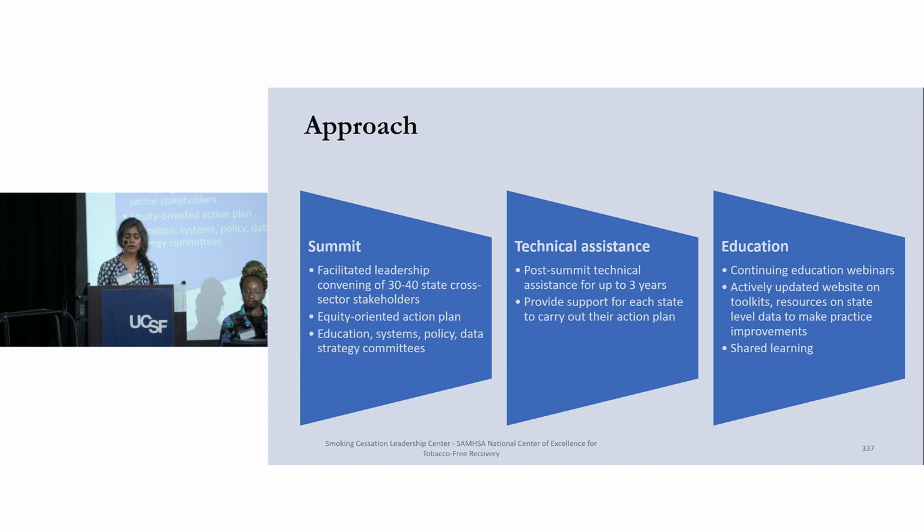So there was a 3-pronged approach, starting with a summit. This was a facilitated leadership convening of 30 to 40 state stakeholders from different sectors. And the goal of these leaders was to develop an equity-oriented action plan that was really focused on moving the needle in education systems, policy, and data in reducing tobacco prevalence. After the convening of the summit, the SCLC team provided technical assistance for up to 3 years to help these state leaders and partners move their work forward.